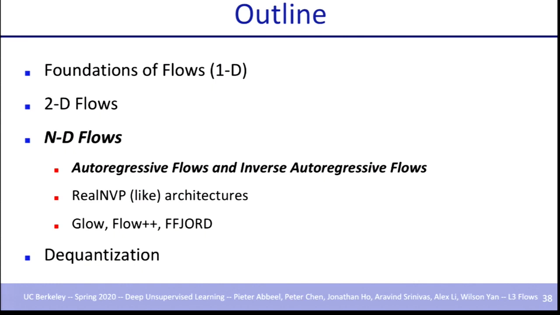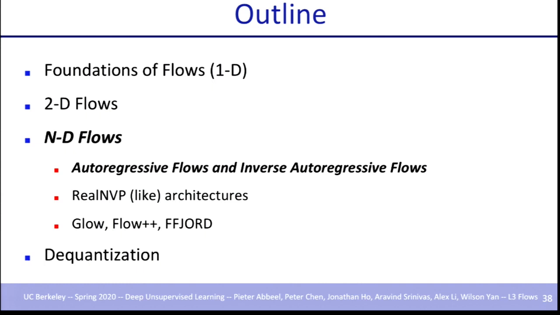Now, when we think about ND flows, the first type we'll cover is autoregressive flows, which is what we already saw so far. Then we'll look at inverse autoregressive flows. Remember, autoregressive models are convenient for training, not convenient for sampling, very slow sampling. So inverse autoregressive models will be the opposite. They will be inconvenient for training, but very fast for sampling. So depending on the application you have, whether training or sampling is your bottleneck, you might want to use one or the other.